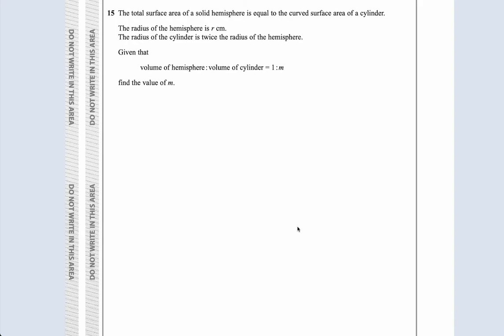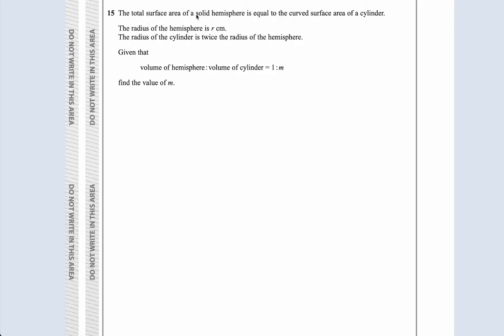This is hard. The total surface area of a solid hemisphere is equal to the curved surface area of a cylinder. The radius of the hemisphere is r. The radius of the cylinder is twice the radius of the hemisphere. Okay. The volume of the hemisphere to the volume of the cylinder is 1 to m. Find the value of m, right? I genuinely don't know how to do this yet, but as I do it, I'm hoping I'm going to be able to figure it out.